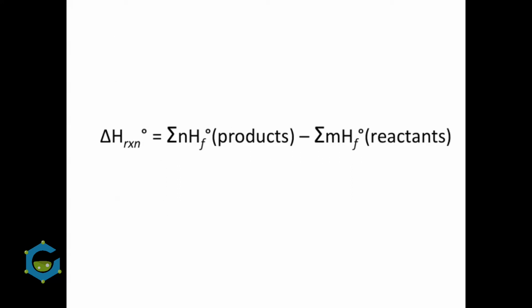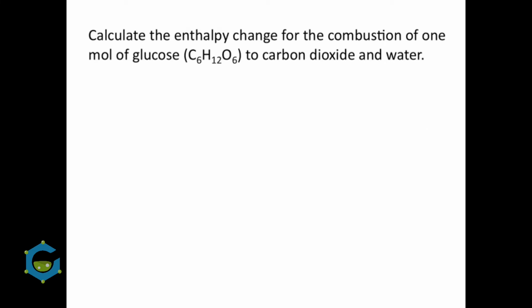Now, in order to calculate the enthalpy of reaction, we can take the sum of the enthalpies of formation of the products minus the sum of the enthalpies of formation of the reactants. And in this case, n and m stand for the coefficients in the balanced chemical equations. Let's look at an example.